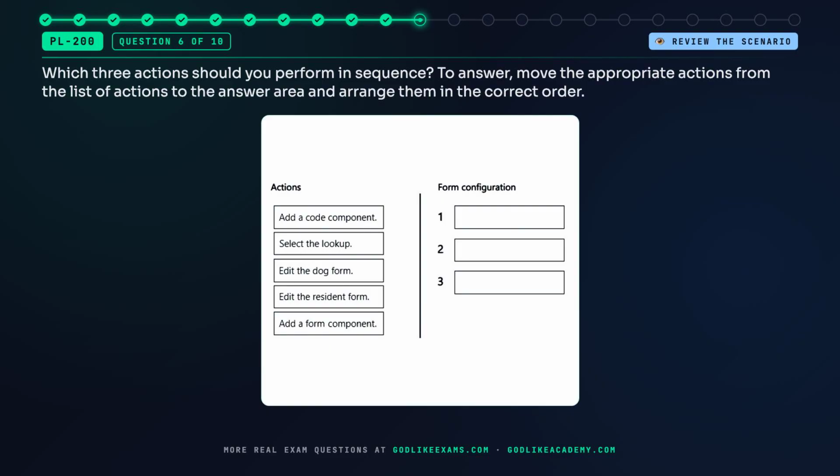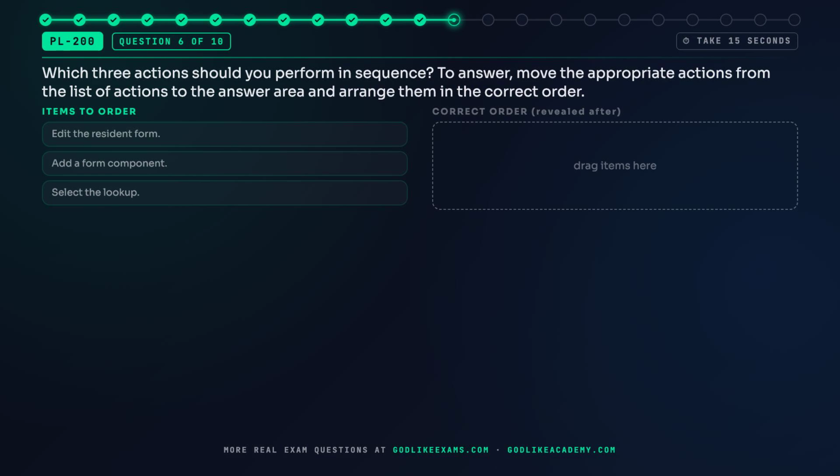Question 6. Which 3 actions should you perform in sequence? To answer, move the appropriate actions from the list of actions to the answer area and arrange them in the correct order. Take a moment to review the exhibit on screen. Now your options. The available items are edit the resident form, add a form component, select the lookup.